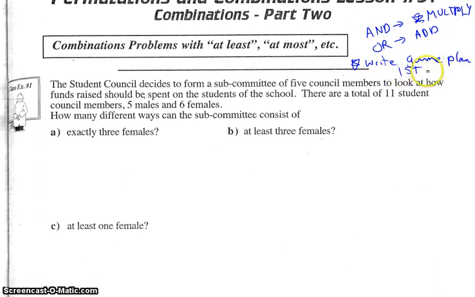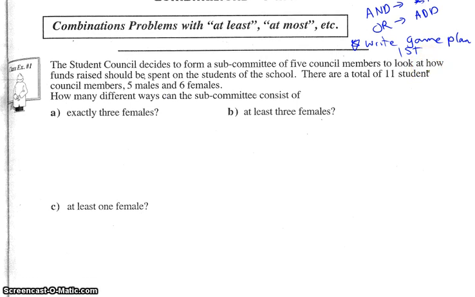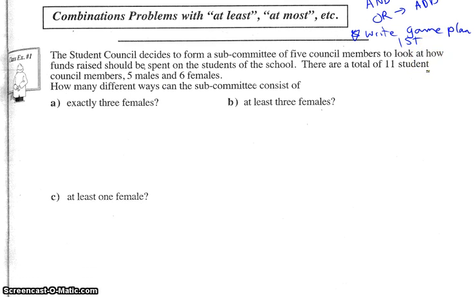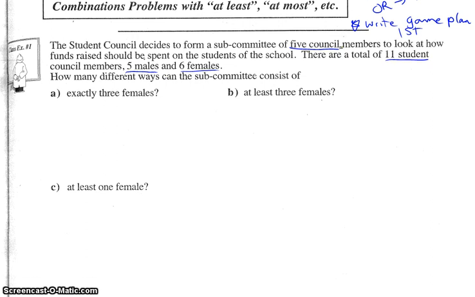You'll see. Okay, the student council decides to form a subcommittee of 5 council members to look at how funds raised should be spent on students in the school. There are a total of 11 student council members: 5 males, 6 females. And we're making a 5-person council. How many different ways can the subcommittee consist of exactly 3 females? Okay, let's write down the game plan.